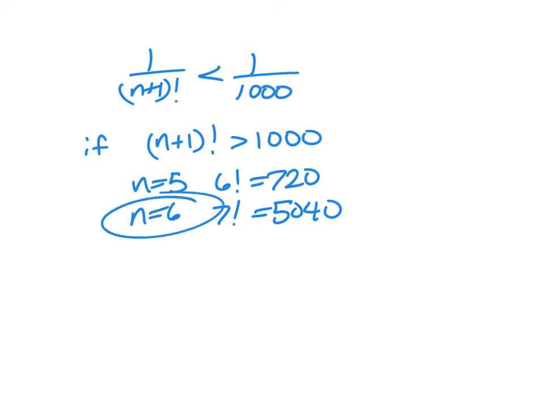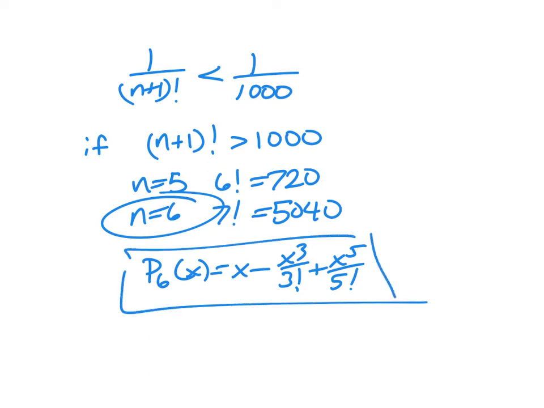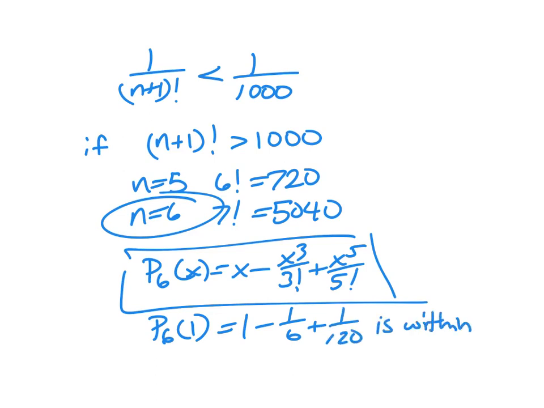Once we get to the 6th degree polynomial, which is x minus x cubed over 3 factorial, plus x to the 5th over 5 factorial, and then you have 0 x to the 6th, this guy would be enough. And so really what we're saying is P6 of 1, which is 1 minus 1/6 plus 1/120th, is within 1,000th of sine of 1.